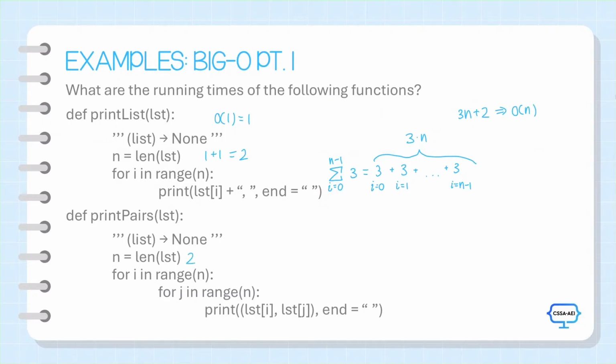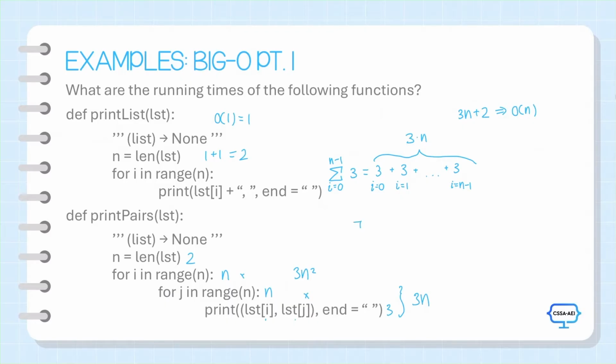Let's say this is 2 operations, and then our loop is going to run n times. So we have an n, and let's say this is 3 operations again, because it's 2 indices and a print. And we're just going to multiply that together to get 3n squared. Now we can recognize that this inner for loop is the same as the one here. So it's going to be 3n.